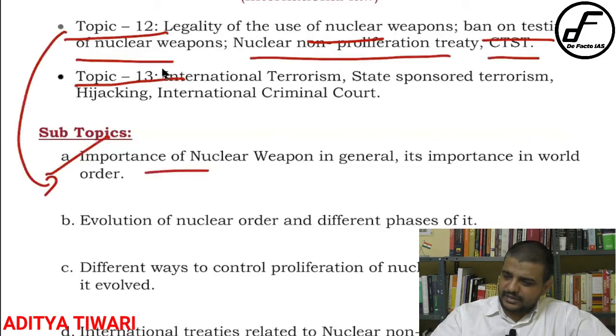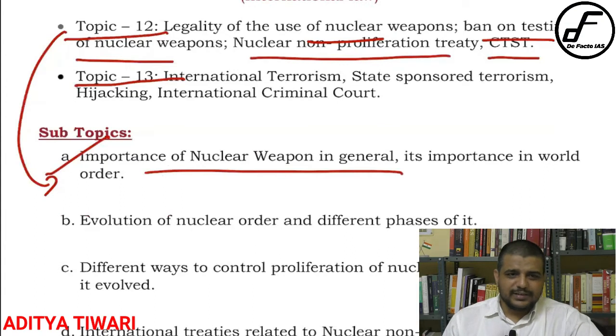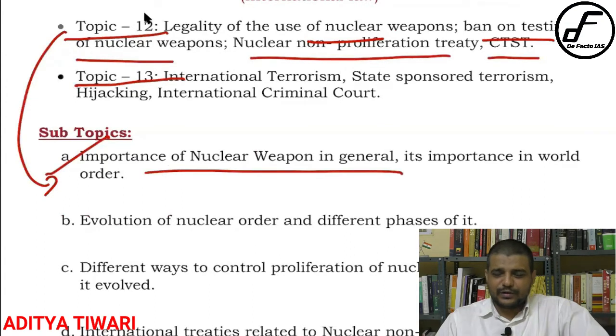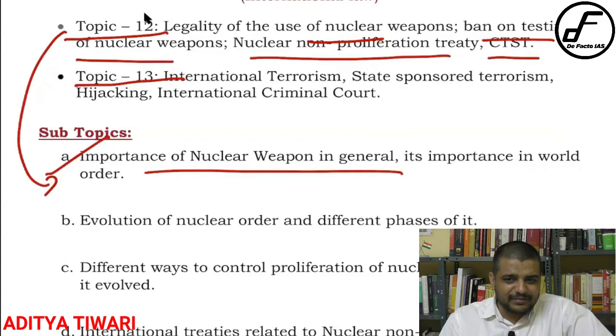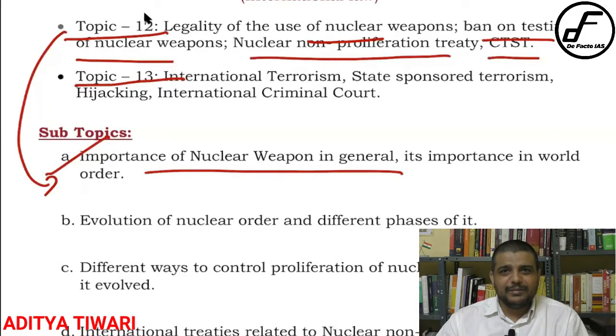The first subtopic in topic number 12 is that you first have to understand the importance of nuclear weapons in general. One thing that is very relevant to understand is that nuclear weapons are not similar to other weapons. Why? Because they have a political connotation which is not there with other weapons. So we are basically talking about a political weapon, because the devastating capability of nuclear weapons is unique. In fact, some jurists are of the opinion that nuclear weapons are a sort of vanishing point in the balance of power.